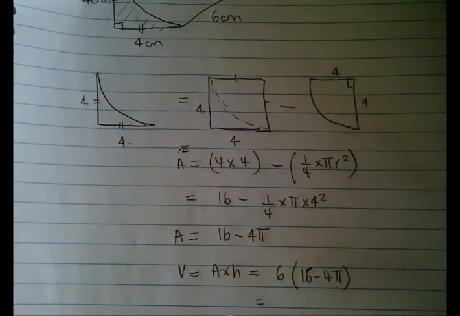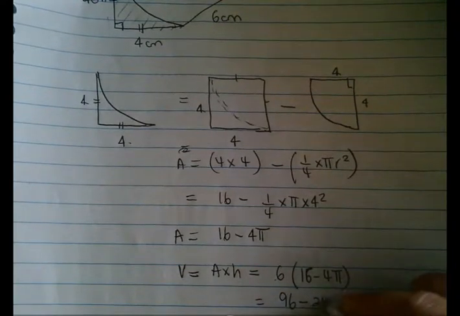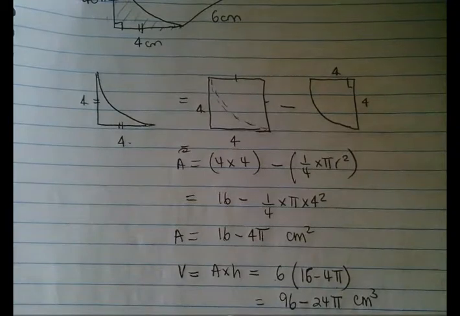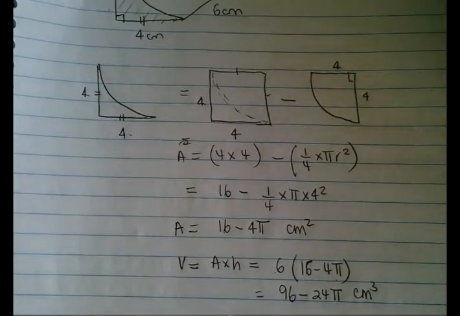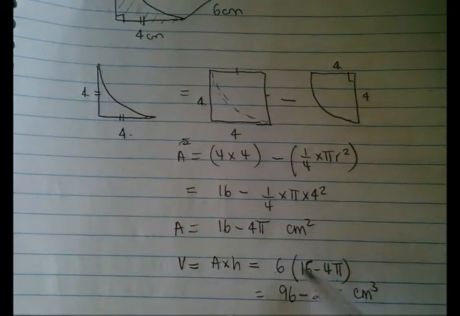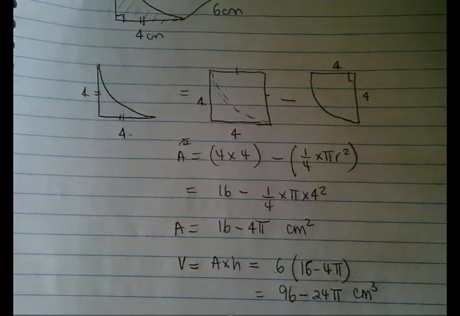Girls, I want an exact answer, please. What do I do? 6 times 16 is 96 minus 24 pi centimeters cubed. That was centimeters squared. So I put the height times the area, so I knew I was going to have brackets to multiply by. You could then work it out if you wanted, or you could have worked this out on your calculator and then just times by 6. But we want to get used to using exact units. If we were to multiply that by 6, it's 6 times all of it.